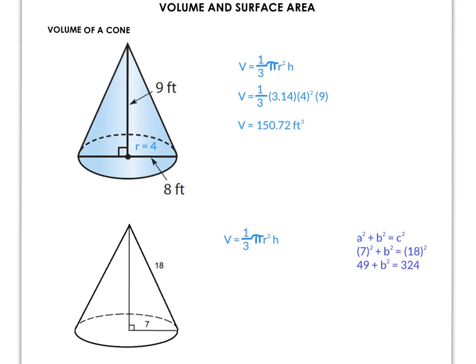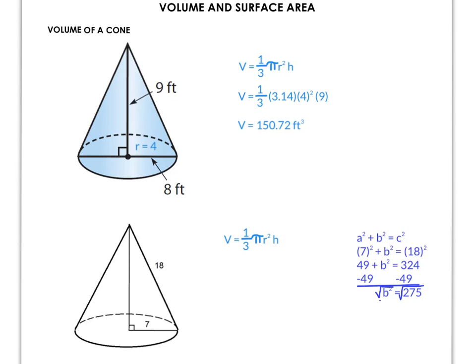Now we solve for b squared, and again, this is a review of what you did in the video for last week. When we subtract the 49 from both sides, I end up with b squared equals 275. Then we take the square root to undo the squared so that I know what just the b value is. Now, the problem is when I try to take the square root of 275, it doesn't come out nice.